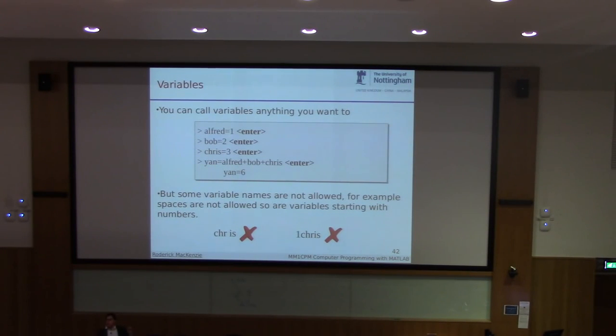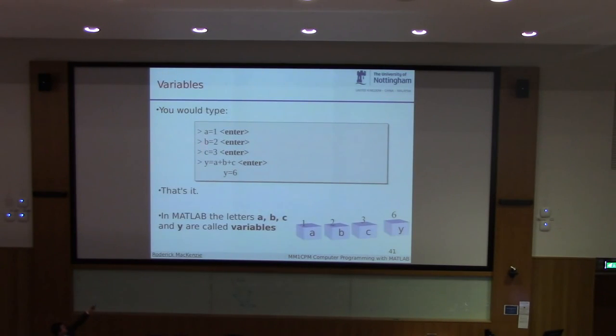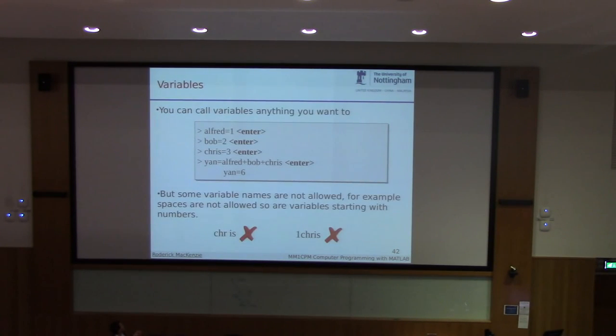So some traps. I'm going to teach you about some traps people always fall into in MATLAB. We're not restricted to a, b, c, and y like we are in maths. We have other variable names. So we can have Alfred, Bob, Chris, and Jan, and then we can add Alfred to Bob to Chris and calculate what Jan is. We can call variables anything, like your name or anything.